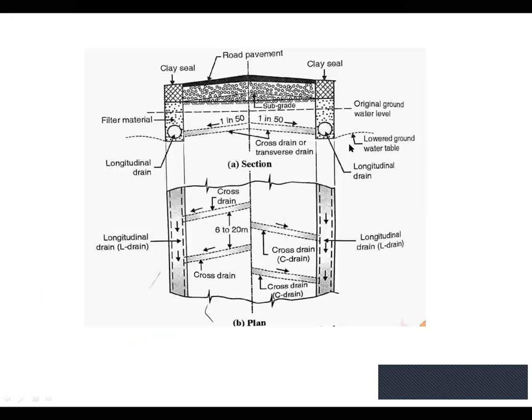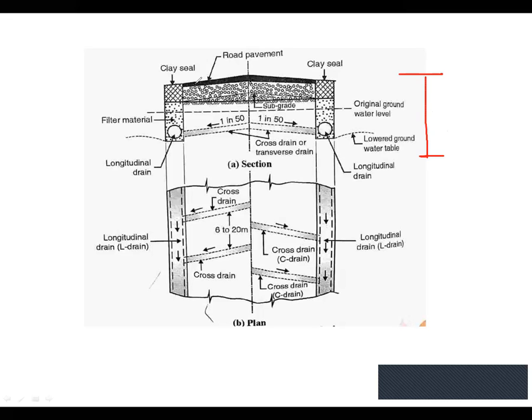Here you can see the figure properly. The top figure is the section of a road. If we cut the section in a transverse or lateral direction, a road provided with an L drain or subsurface drainage will look like this. So first, the clay seal. Why is there a clay seal at the top? We will start from the top.